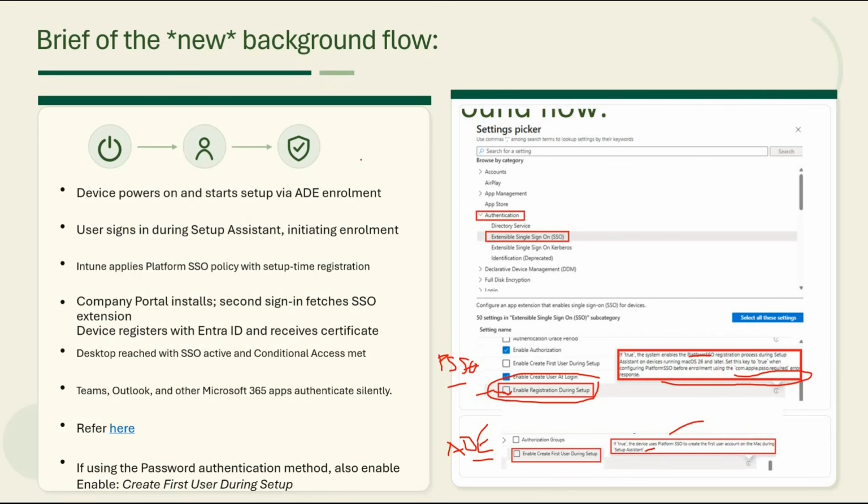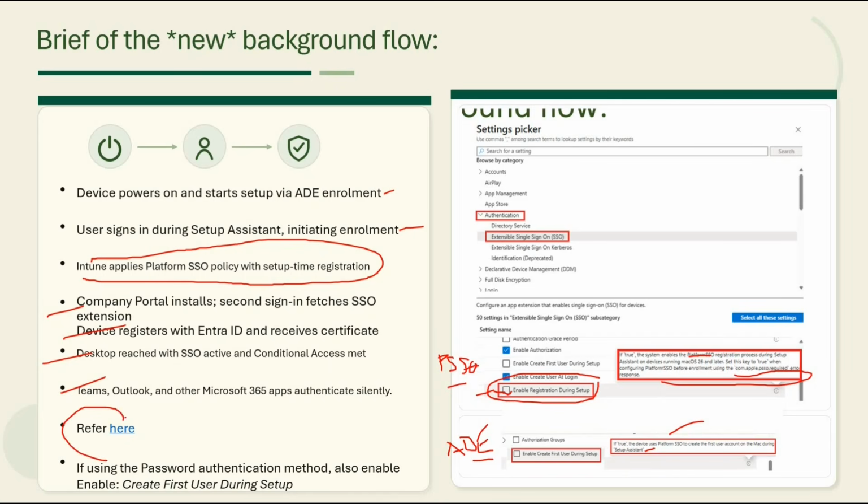Over here you can see it says that as far as the new flow is concerned, the device powers on, it goes through the ADE enrollment flow, user signs in for setup assistant, enrollment is initiated. As a part of the enrollment flow itself, Intune applies the SSO policy, and then Company Portal installs. You might have to go through the login a couple of times, and then the device gets registered with Entra ID, desktop is reached, SSO is active, and now if you are trying to access Teams or any other application in browser, everything works fine.